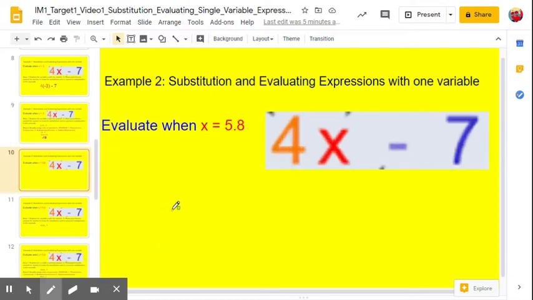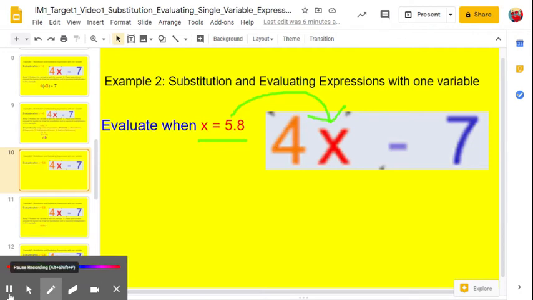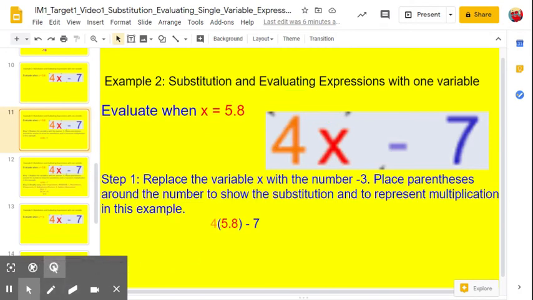All right, example 2. This time we're going to evaluate the same expression, but we're going to say x is 5.8. So we're going to deal with a decimal number here. So same process. We are going to substitute the x with 5.8. So we get 4 times the 5.8. Again, we replace that 5.8 for the x. So it's 4 times 5.8 minus 7.